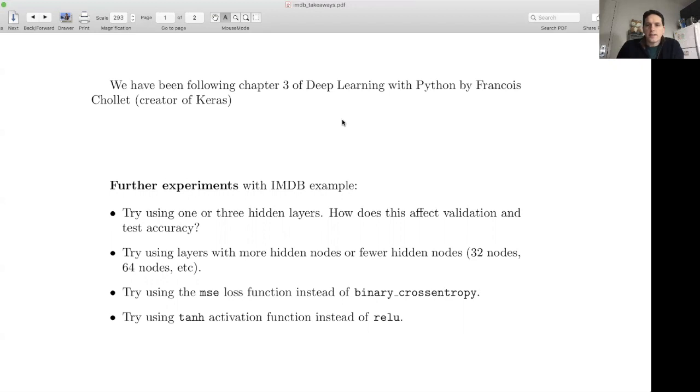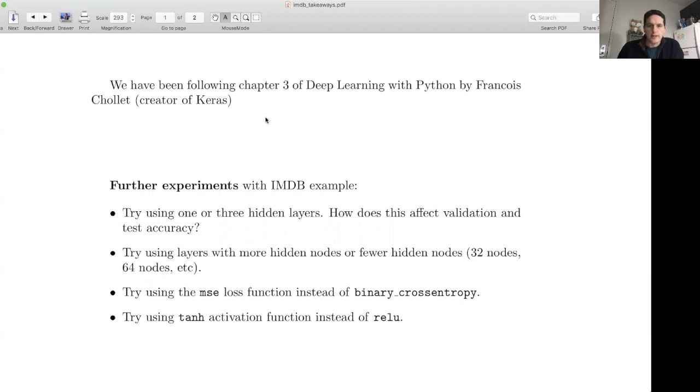I mentioned that we've been taking this example with the IMDB data set from chapter 3 of the book Deep Learning with Python by Francois Chollet. He's the creator of Keras, and he's one of the best machine learning researchers, and he explains things really clearly. So I recommend his book highly. Here are some further experiments you can try using the IMDB example.